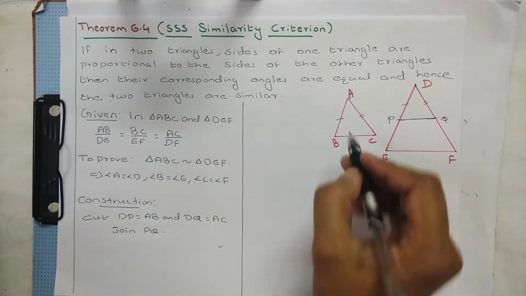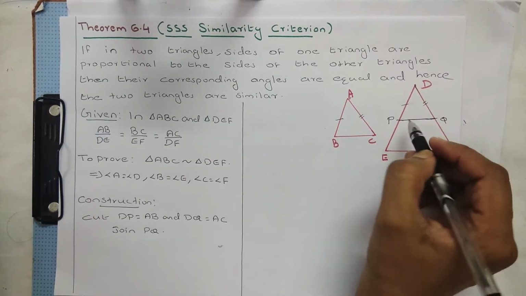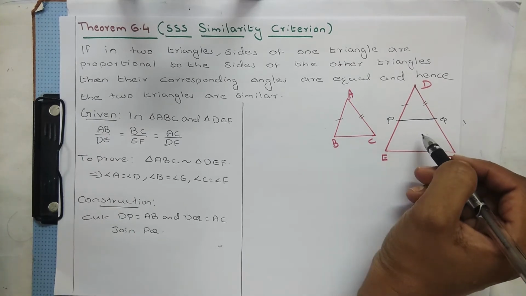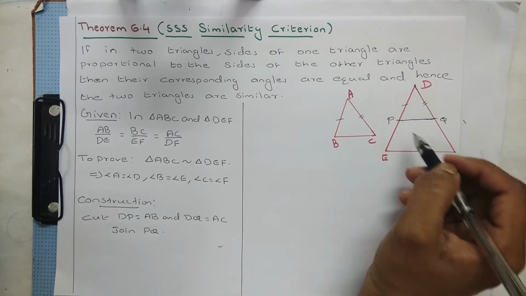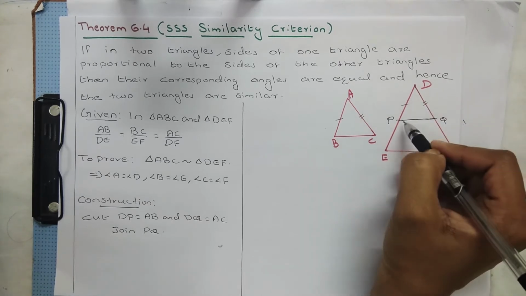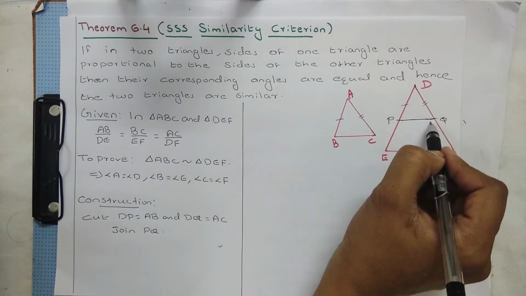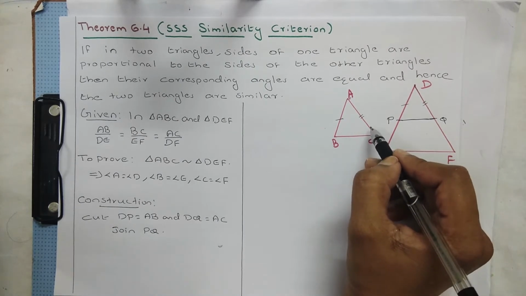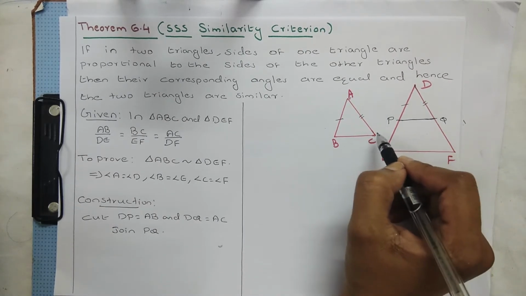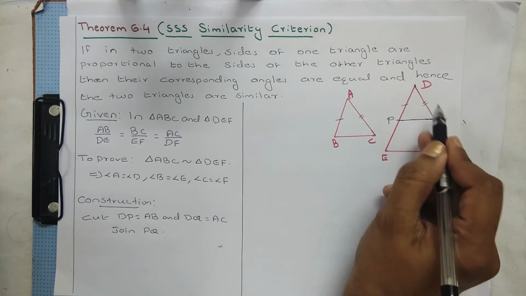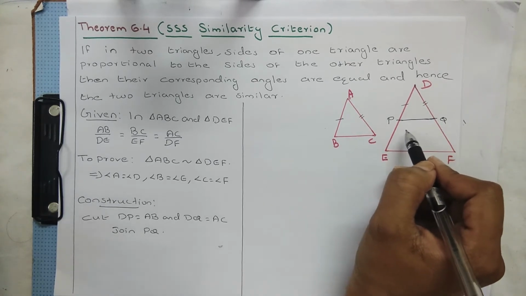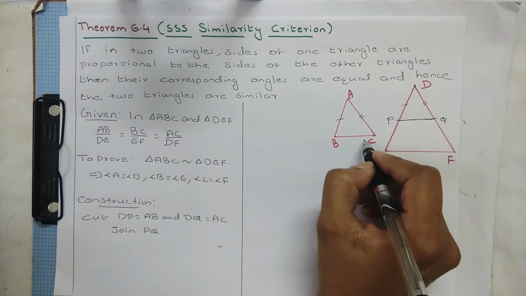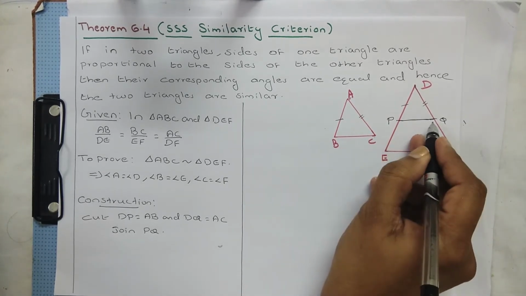Now, we have to prove triangle ABC is congruent to triangle DPQ. Then we can prove that corresponding angles are equal, right? Now you see here AB is equal to DP, AC is equal to DQ. If you are getting BC is equal to PQ, then by SSS congruency rule, we can tell that triangle ABC is congruent to triangle DPQ, right? But here they didn't give that BC is equal to PQ. So first we are going to prove BC is equal to PQ.